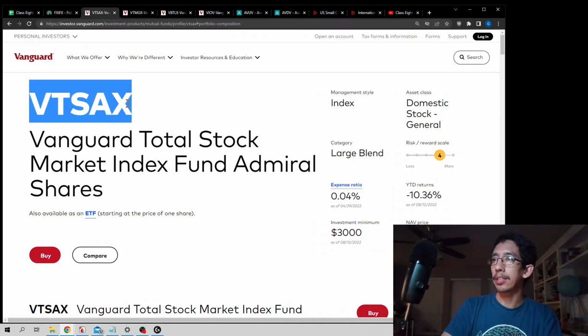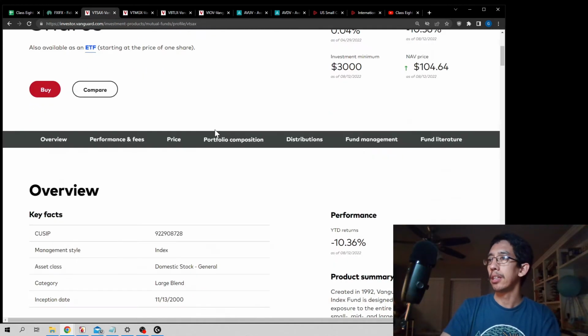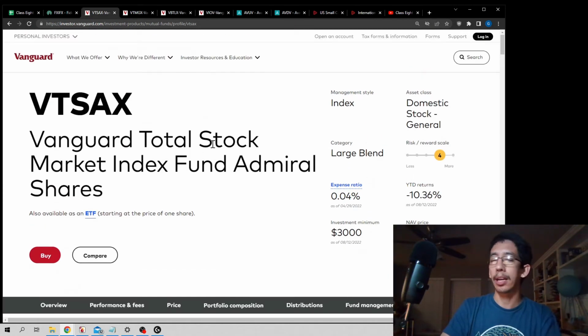We have VTSAX, which is Vanguard's total stock market index fund. Real classic stuff. It was incepted in 2000, so it's not as old as the S&P 500 index fund. And it's basically trying to buy every single US stock weighted by how much of that stock in dollars is on the market. It's what we call market capitalization.